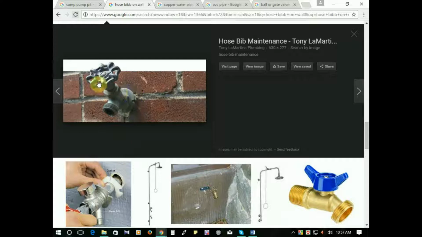A hose bib or a spigot is always located on the exterior part of the property. It is a type of faucet for water supply that is used to plug the hose pipe into when someone needs water to clean the exterior part of the house.